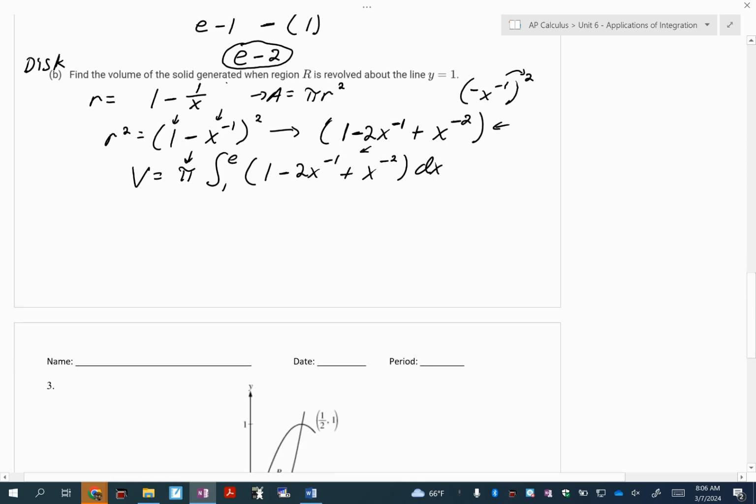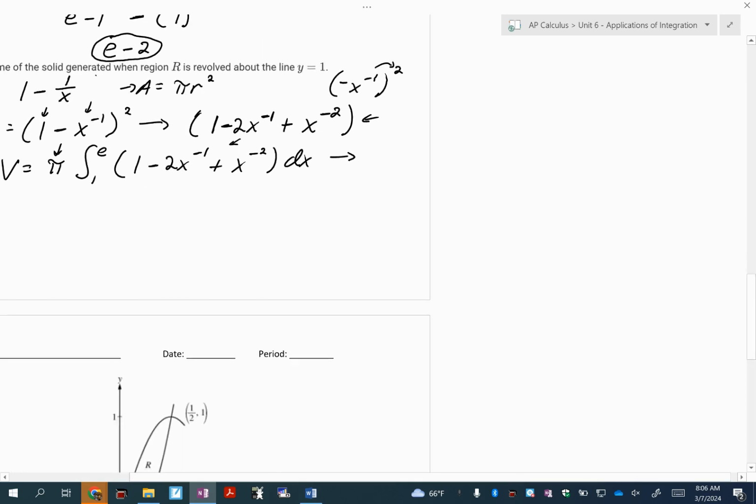So if I do the antiderivative, I'll go this way. The antiderivative of 1 is just x. The antiderivative of x to the negative first power we just did in the previous question is the natural log of x. So I write the natural log of x, but remember there is a minus 2 in front. So put that minus 2 in front of the natural log of x.